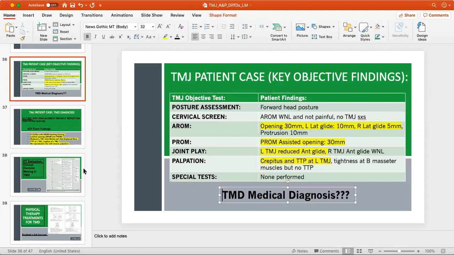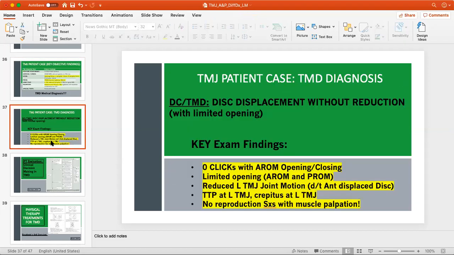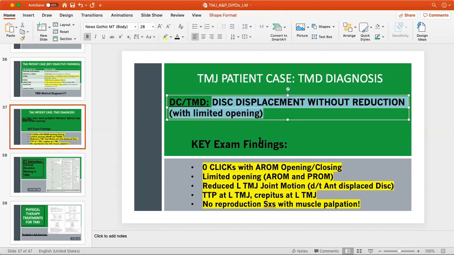What's your medical diagnosis? Well, for the sake of time, here are keys to the exam findings, and I kind of just summarize these. And the best diagnosis for our patient case is disc displacement without reduction. So the joint's affected, limited opening, disc is coming anterior, which is limiting not only the opening, but the glide at that specific joint, at that left TMJ. It's not reducing, there are no clicks. So our diagnosis is disc displacement without reduction with limited opening.